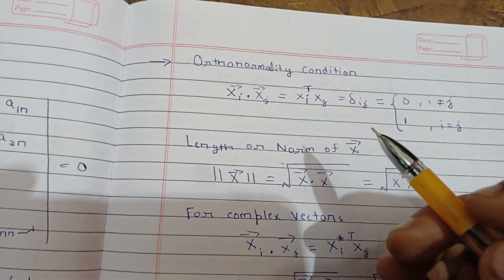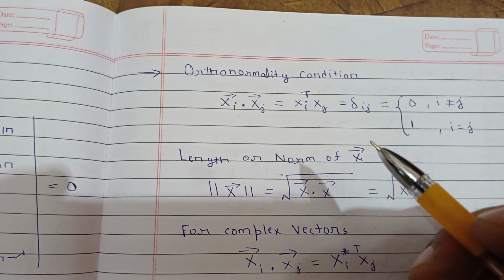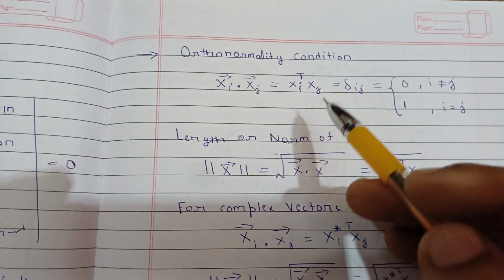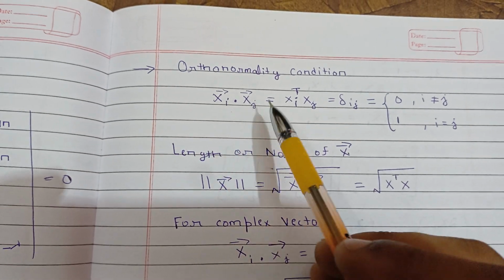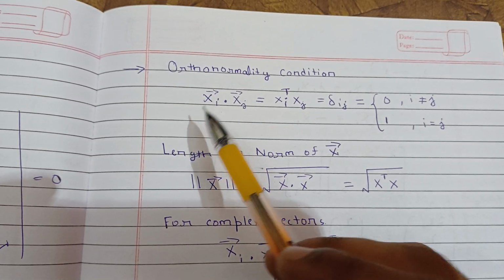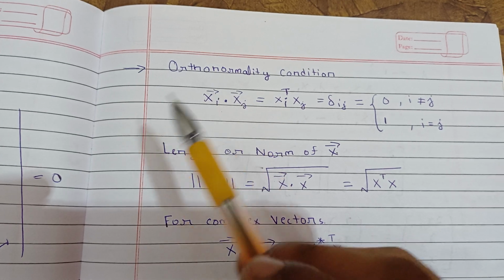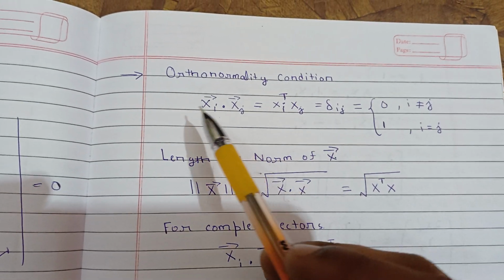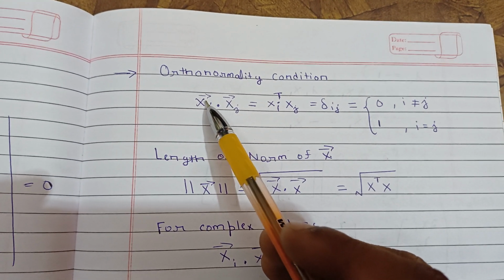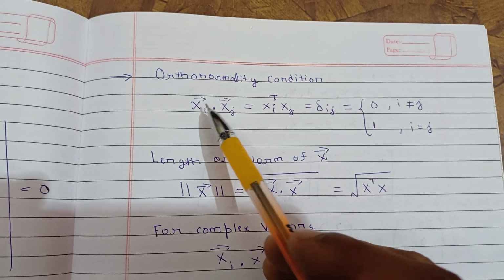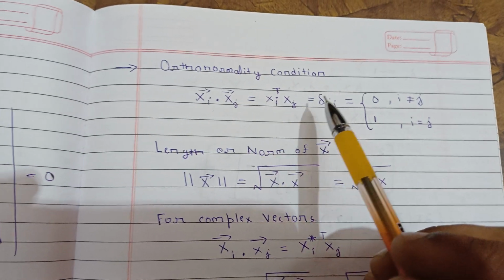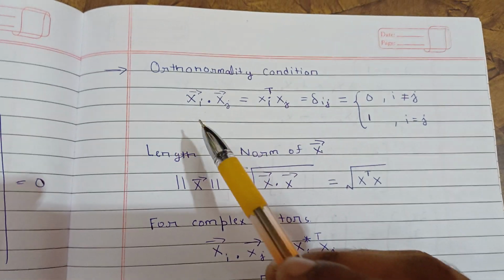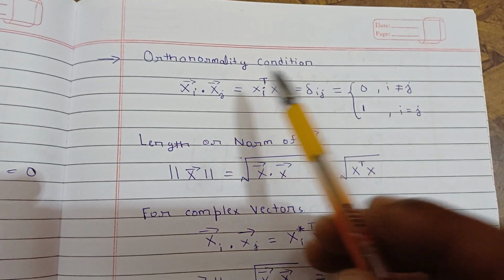Now if they are linearly independent, then they will follow the orthonormality condition. You know what an inner product is: we have two eigenvectors, these are column vectors. You can't directly multiply them because both are 3 into 1 order. So first we need to transpose the first one. If you transpose it, then it will be 1 into 3 and 3 into 1, and you will get the product. So any two eigenvectors will be orthogonal.